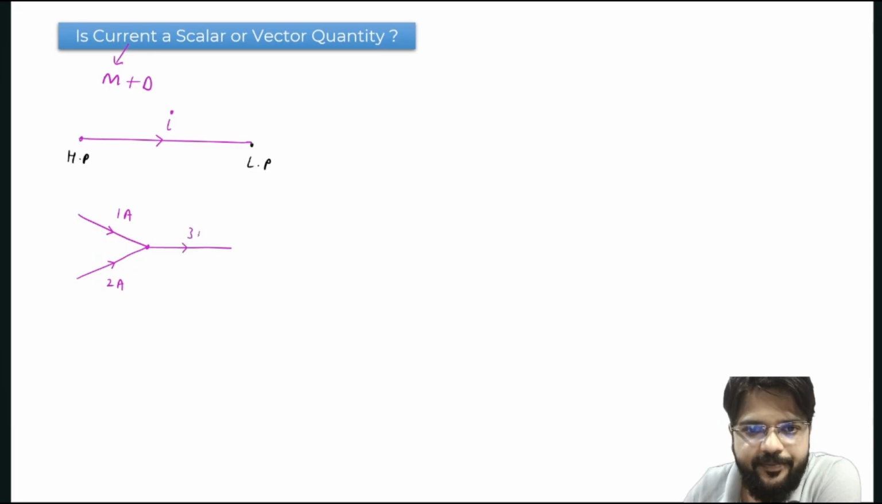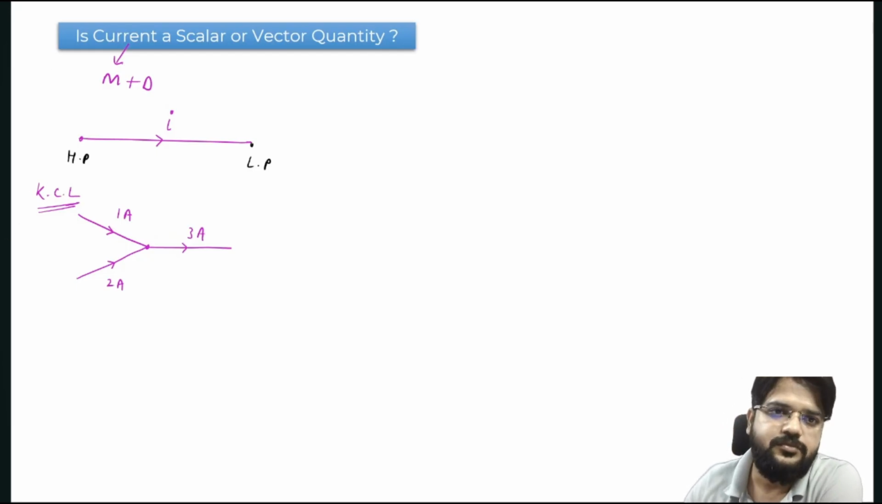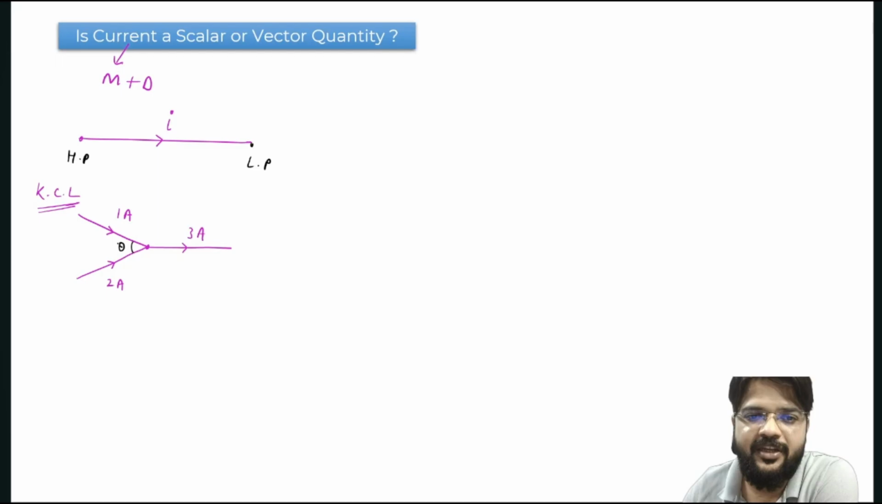It should be 3 ampere. Correct? And how will we determine this current? With the help of Kirchhoff's current law. So if we use Kirchhoff's current law, we will get the current in this wire. It is 3 ampere. All right. So the resultant current in this wire is not depending on the angle. Correct? If the angle between these two wires is 30 degrees, 40 degrees, 50 degrees, the answer will remain the same.